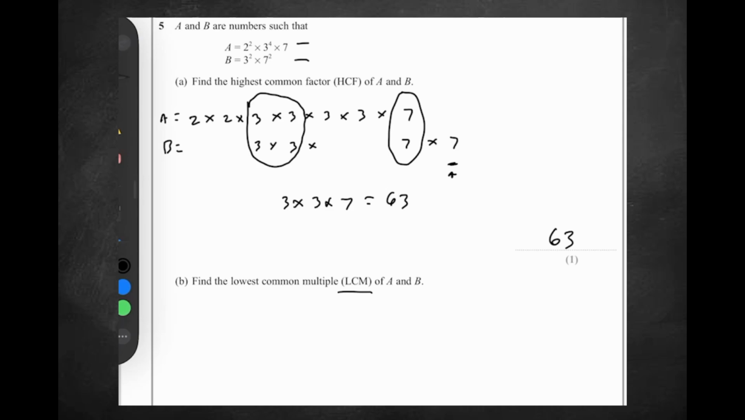However, we can see that the only number in B, in terms of prime factors, that is not in A is this 7 here. So every other part of B is already included within A. To get the lowest common multiple, we just need to multiply A by 7. That's 2 squared times 3 to the power 4 times 7, which is 2268 multiplied by 7, which is 15,876.